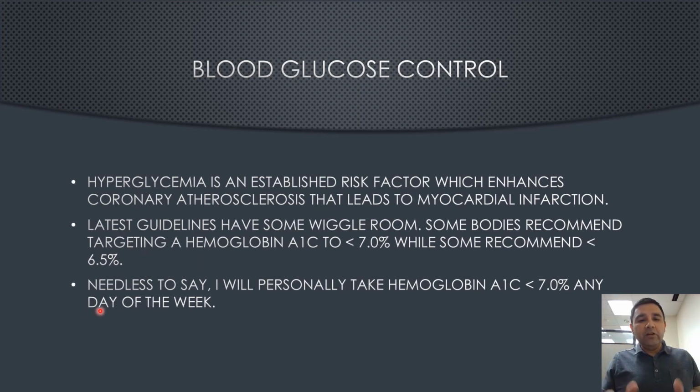Here's my take on it. I will personally take a hemoglobin A1C of less than 7.0 any day of the week. It is very hard to control hemoglobin A1C. The patients go through a lot of trouble. They have to stick to a very strict diet and exercise regimen to decrease their hemoglobin A1C. So I'm not very picky about it. If I can get my patients to have a hemoglobin A1C of less than 7.0, I will accept it. And I think it's very acceptable in the current environment where obesity and diabetes are just so prevalent and controlling it is just so difficult.